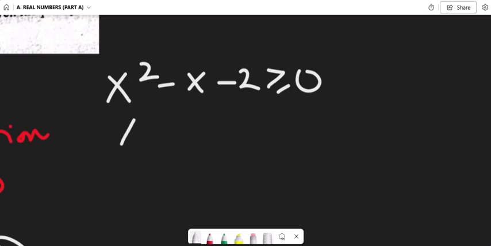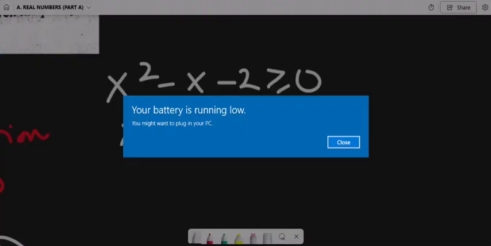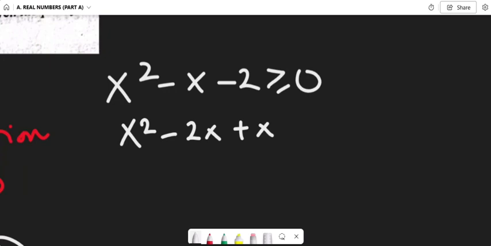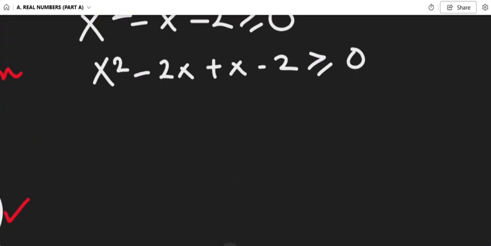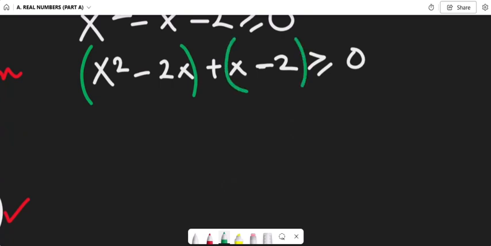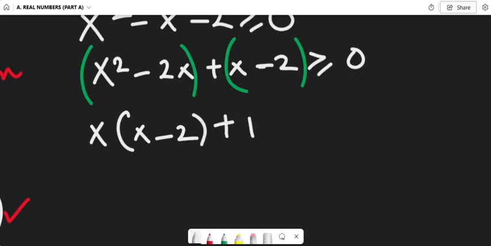So I have x squared minus 2x plus x minus 2 greater than or equal to 0. In this case, I'm going to group them in two. Grouping them, my x is common, so I have x times x minus 2, plus what's common here is 1, times x minus 2, greater than or equal to 0.